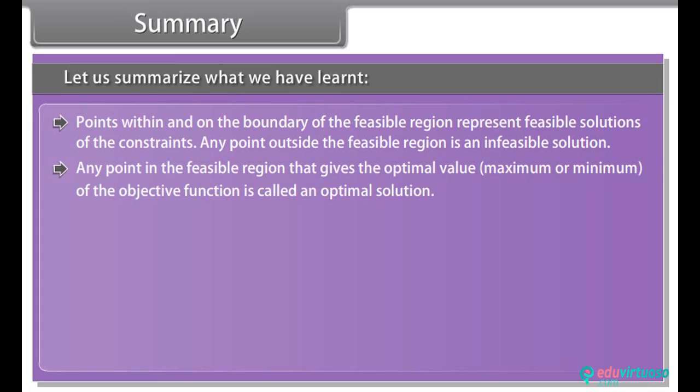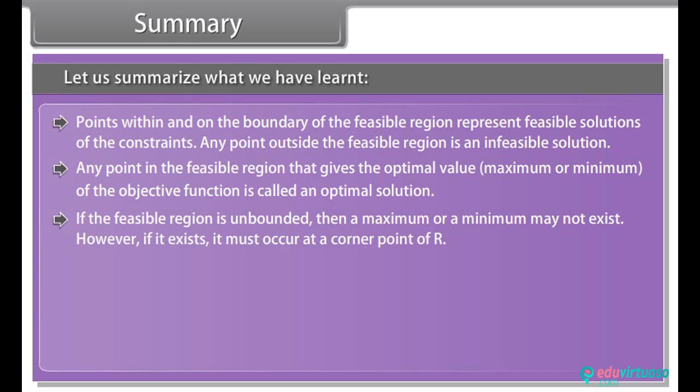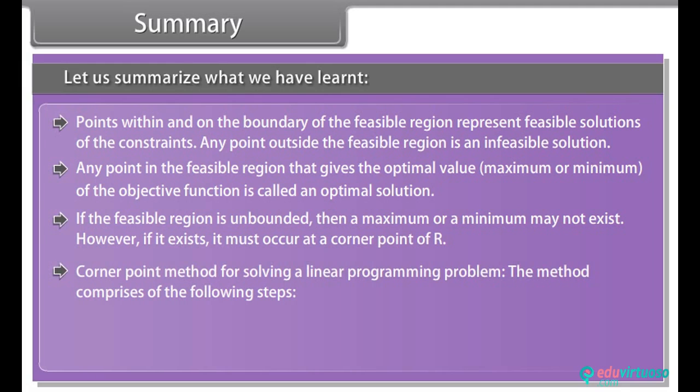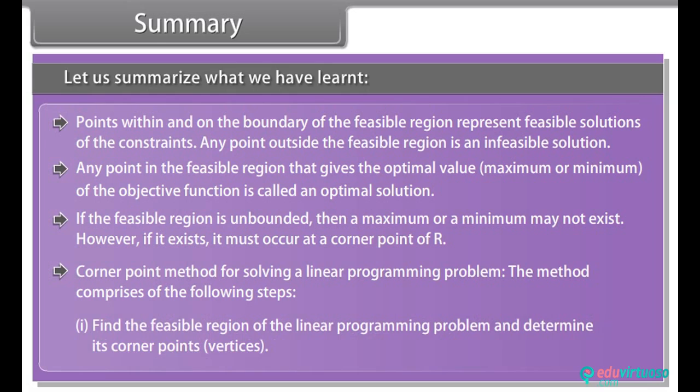Any point in the feasible region that gives the optimal value, maximum or minimum, of the objective function is called an optimal solution. If the feasible region is unbounded, then a maximum or a minimum may not exist. However, if it exists, it must occur at a corner point of R. Corner point method for solving a linear programming problem. The method comprises the following steps. 1. Find the feasible region of the linear programming problem and determine its corner points (vertices).